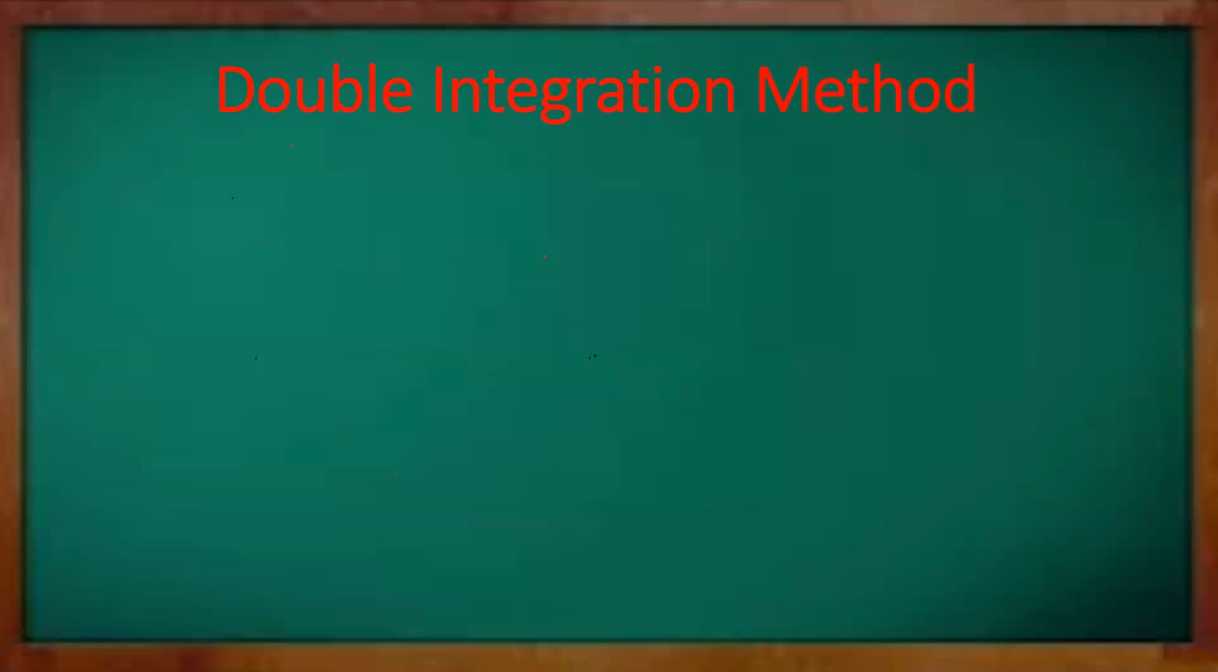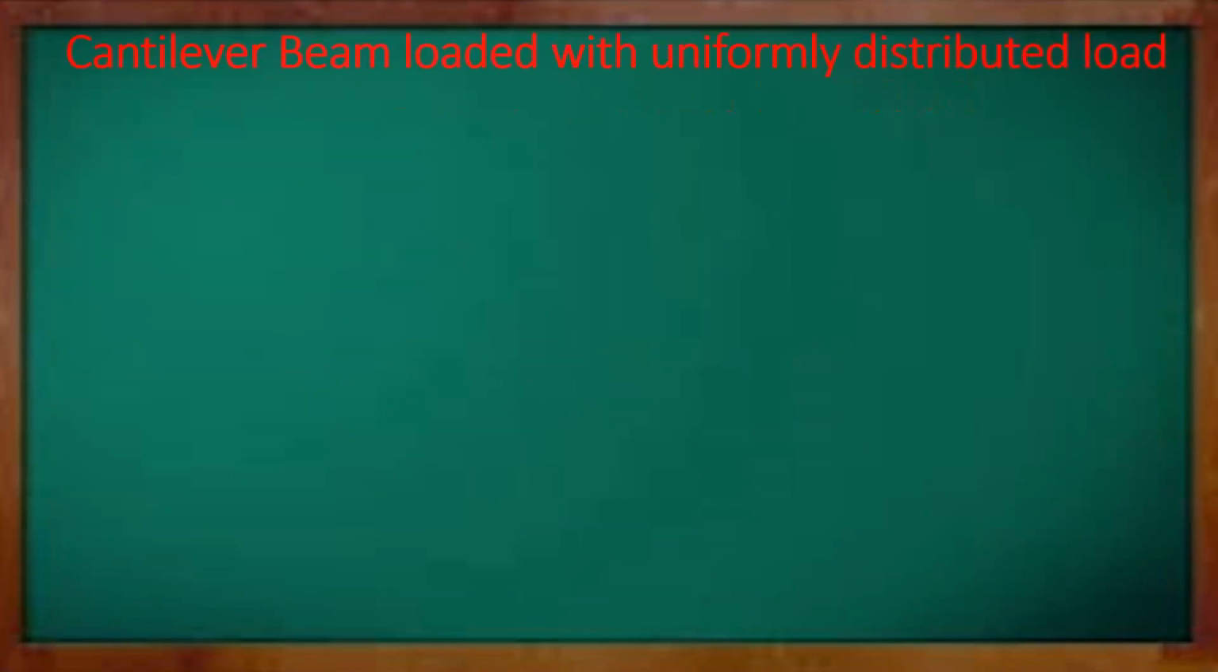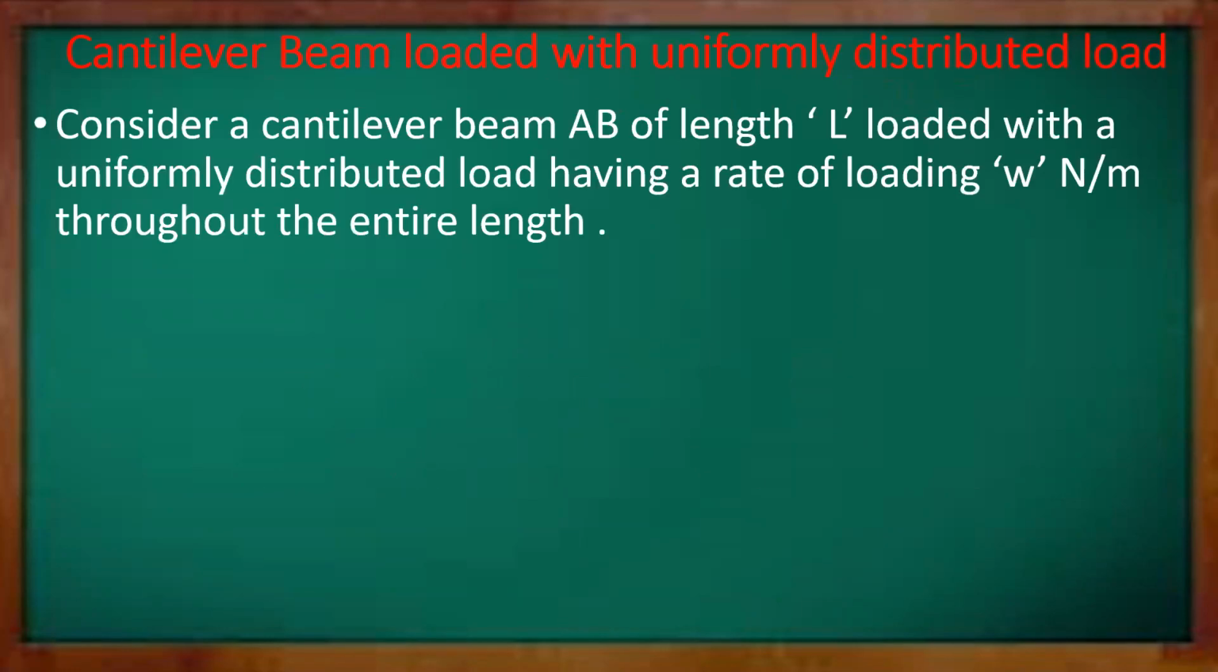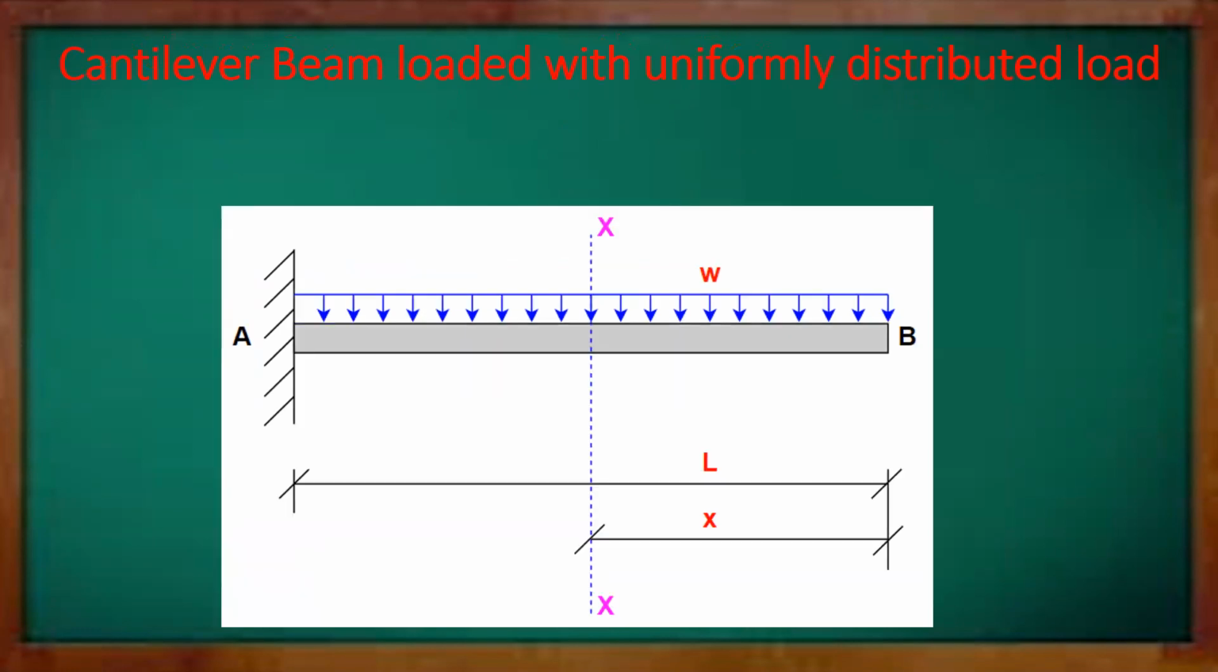So in this video, we are going to continue with this double integration method, and we are going to find the slope and deflection for a cantilever beam which carries a uniformly distributed load. So what we are going to do is consider a cantilever beam AB of length L, and let it be loaded with a uniformly distributed load having the rate of loading small w, and it is going to act throughout the entire length. And please note the unit of the rate of loading is Newton per meter.